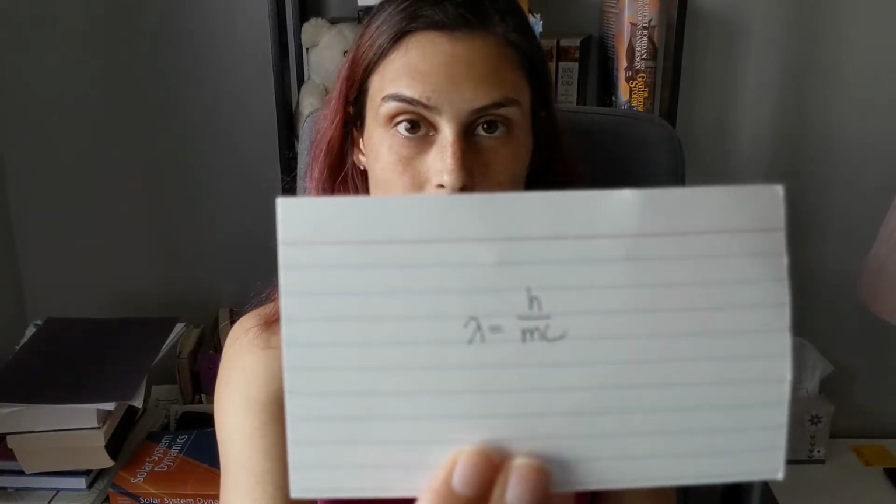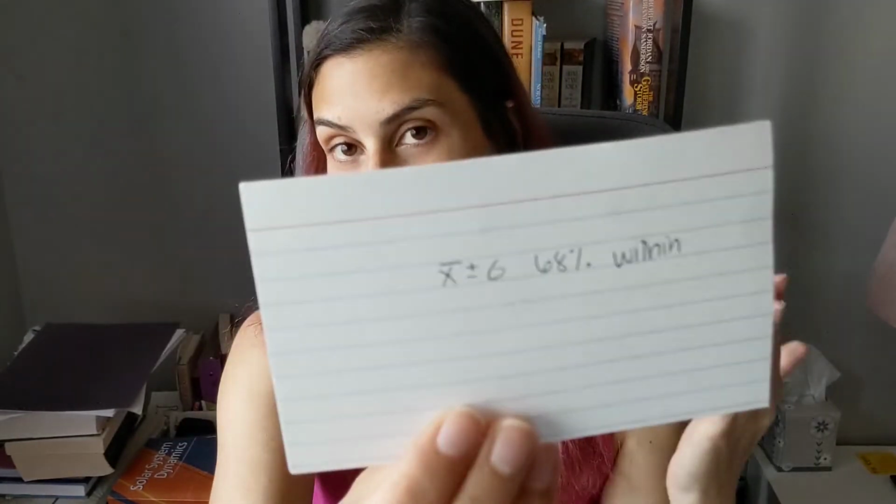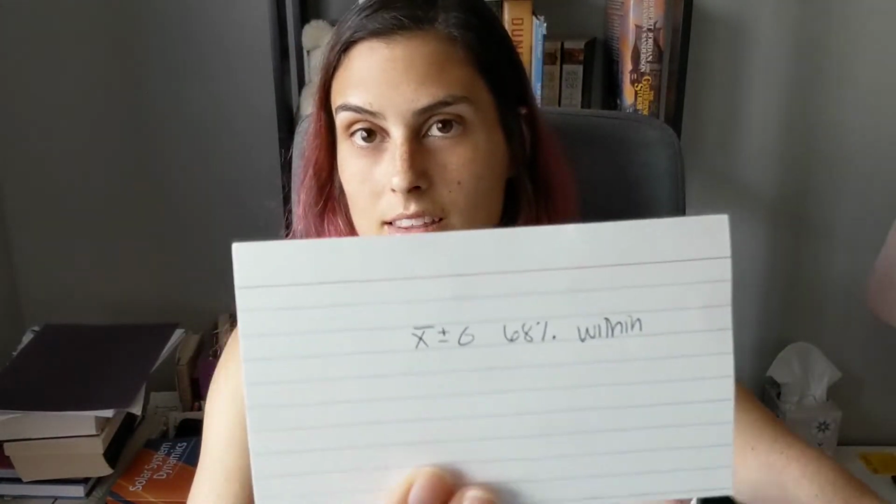The Compton wavelength says lambda equals h over mc. Gaussian sigma, this is basically what that means. So x plus or minus sigma means that 68% of it is going to be within the sigma. So it's just a definition of what 1 sigma means.